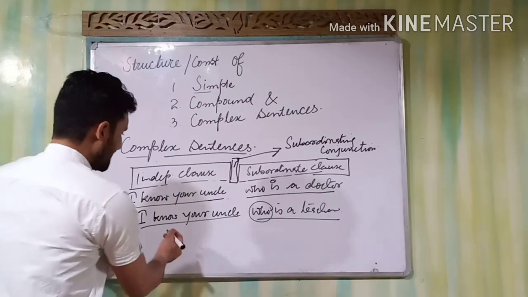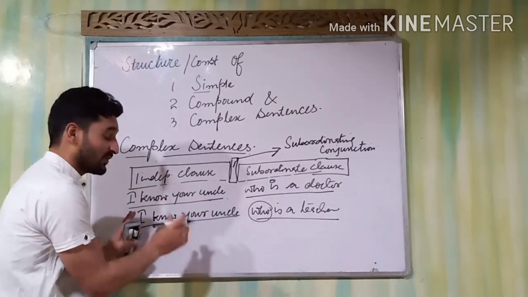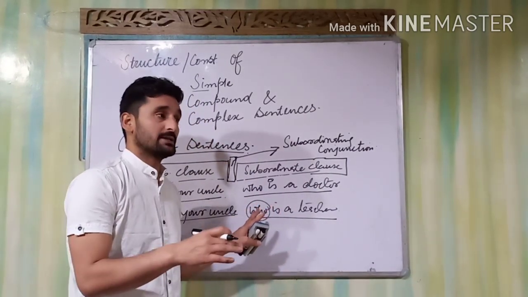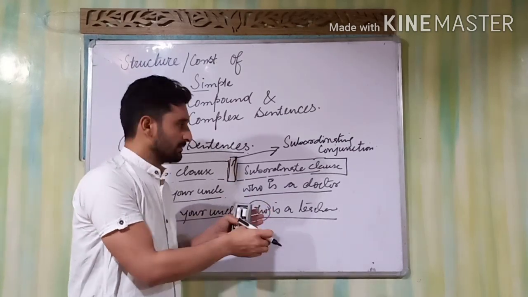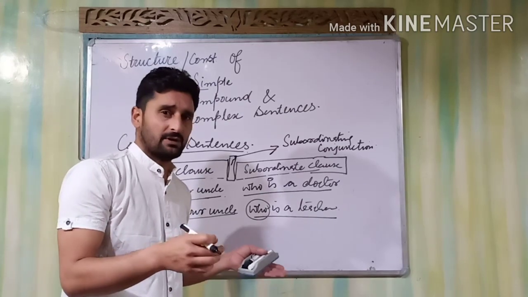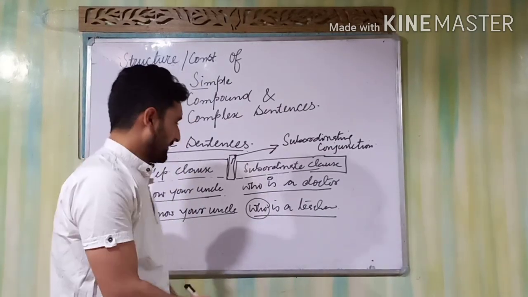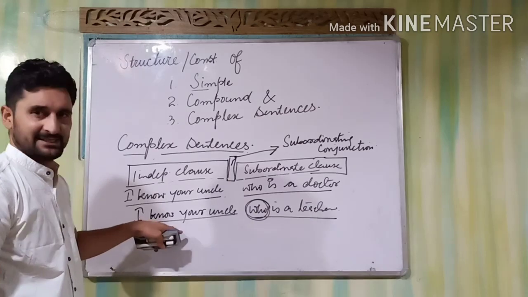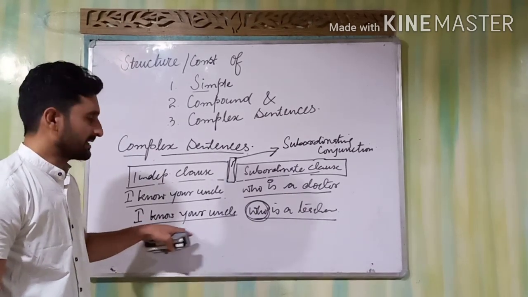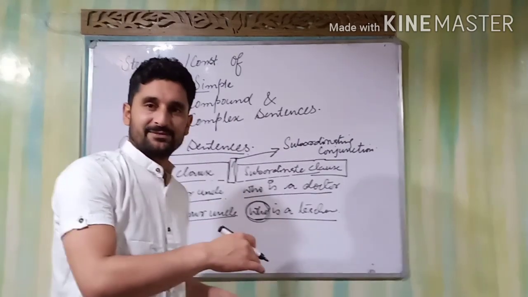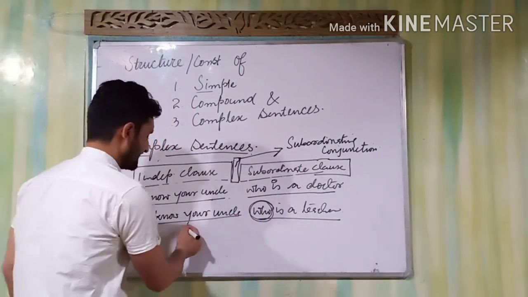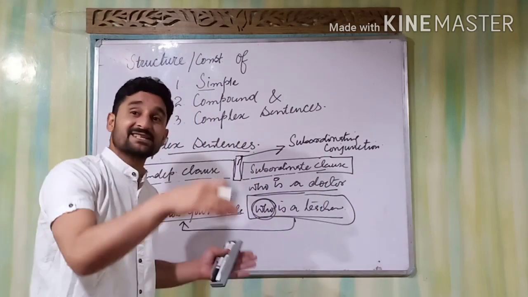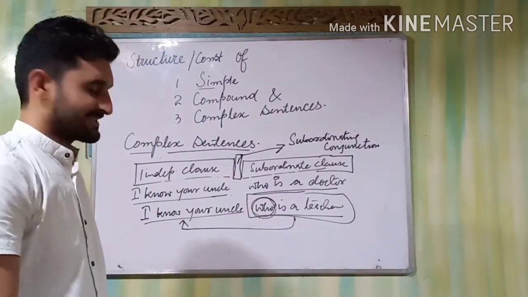Let's see. I know your uncle, this was independent. This sentence was independent so far. Who is a teacher, this was, before this subordinating conjunction, a dependent clause. It had no identity of its own. But when it was connected to this part of the sentence, it got its meaning. In return, it starts describing this independent clause. This part now starts describing the other part of the sentence.